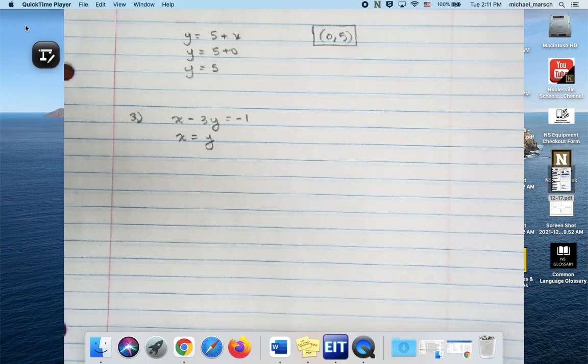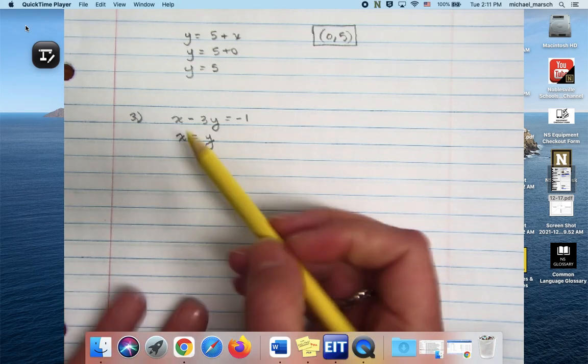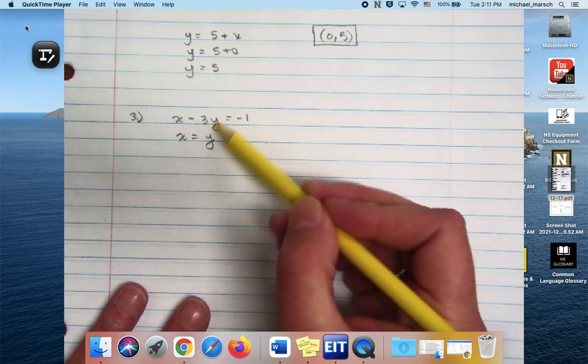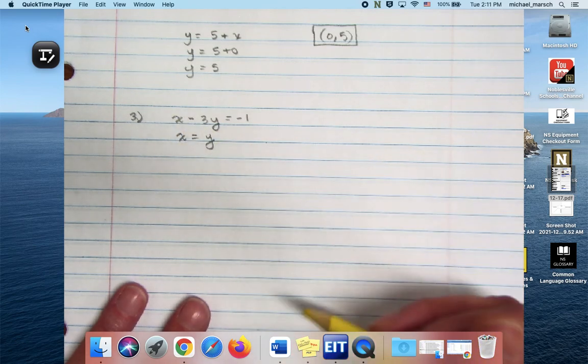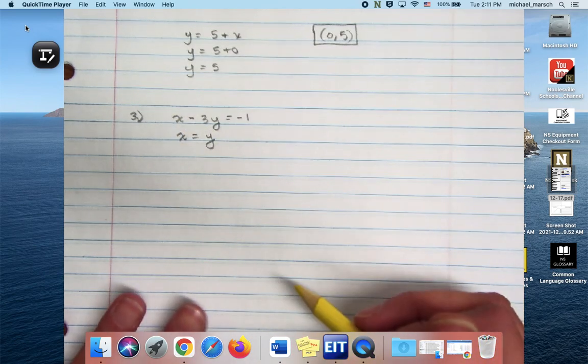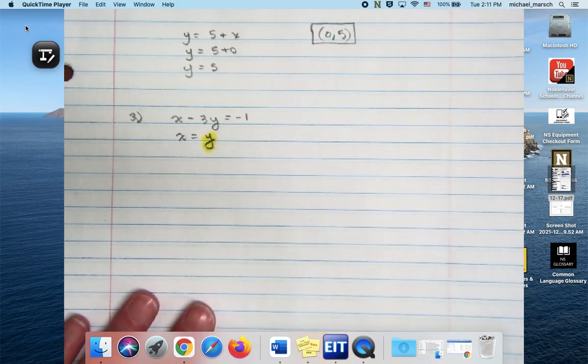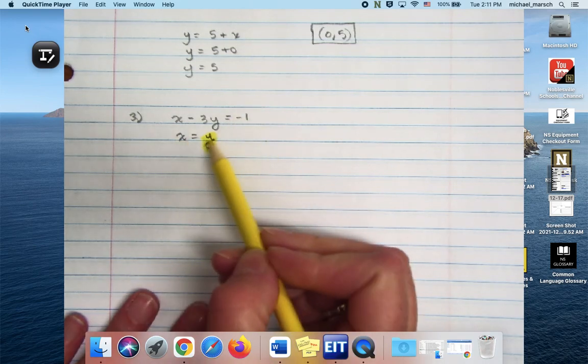Gotta isolate the variable. Are either of my variables isolated? Yeah, they're both isolated. Who said that? Hayden, if x equals y and y equals x, then they're both isolated. So this is where I can say, all right, I'm going to replace the y with x, or I'm going to replace the x with y. It doesn't matter. But I just have to choose one of them. So I'm going to replace the y, right? I'm going to say x equals y.